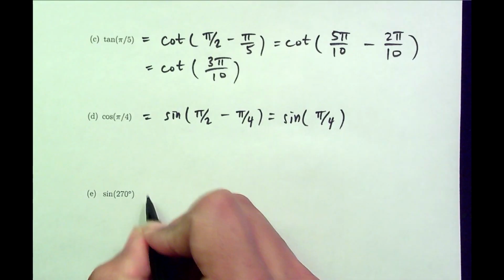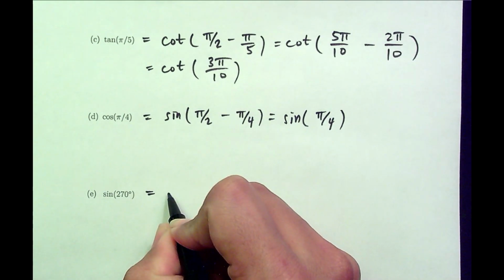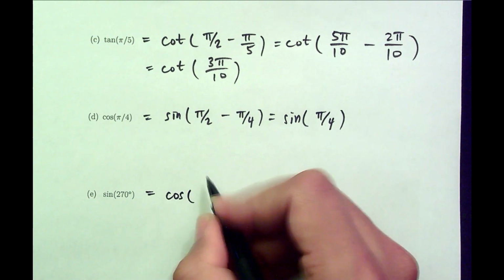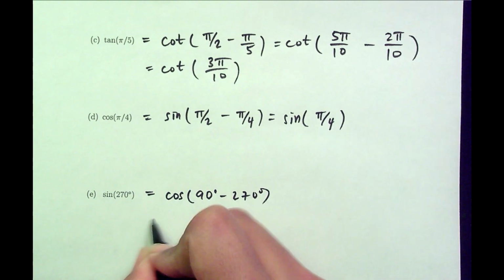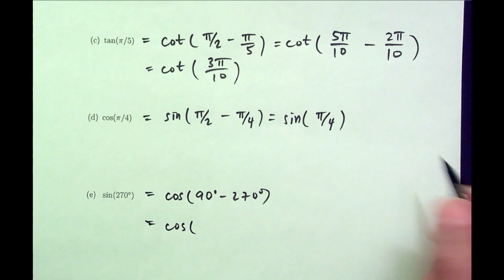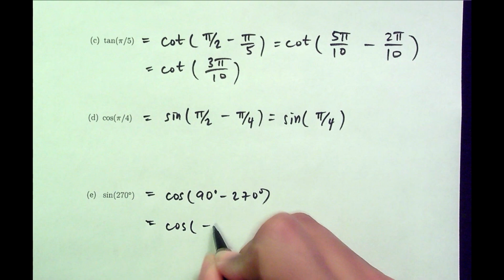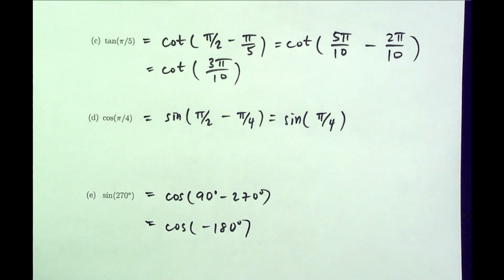All right, and then lastly, rewrite this one using the cofunction. Well, the cofunction of sine is cosine, so you can pass to the cosine provided that we pass to the complement. So this would be 90 minus 270. So what is 90 minus 270? This is cosine of negative 180.